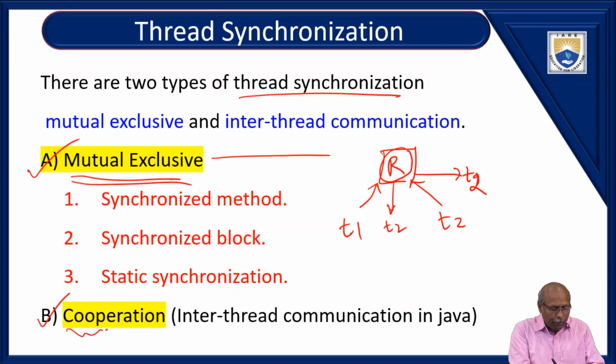Similarly, there is one more type called cooperation. Cooperation means there must be some mutual understanding. Yes, T1 can use it for some 1 minute. After 1 minute, then T2 can go there. Again, T2 can use it for 1 minute. Again, T1 can go there, again for 1 minute.